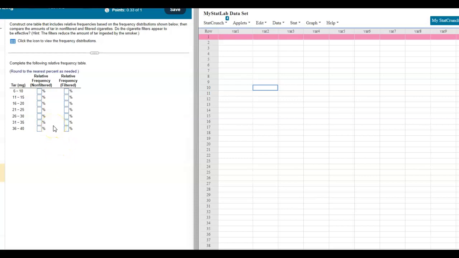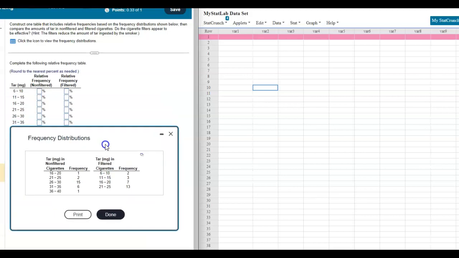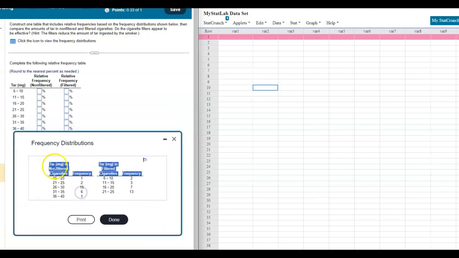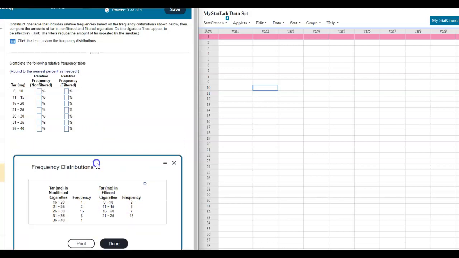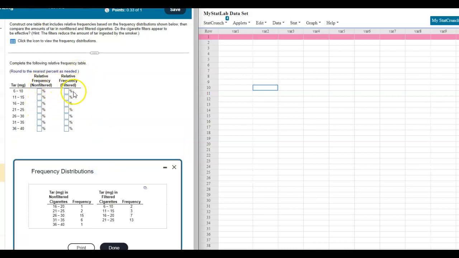In this example video, we are going to look at how to create a relative frequency distribution from a frequency distribution. So here we have data that we're given in two frequency distributions. One shows us how much tar was found in non-filtered cigarettes. We can see the distribution here in milligrams of tar, and then we have a similar table for filtered cigarettes. We're asked to compare their relative frequency distributions and determine whether or not the filters appear to be effective.